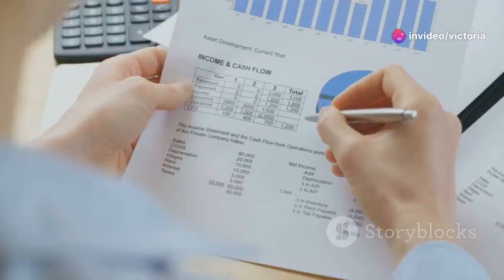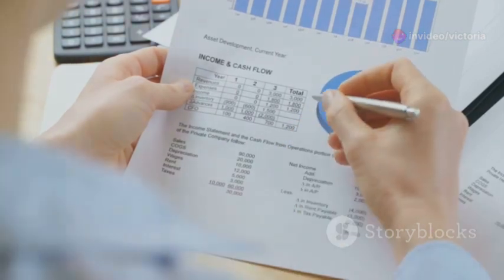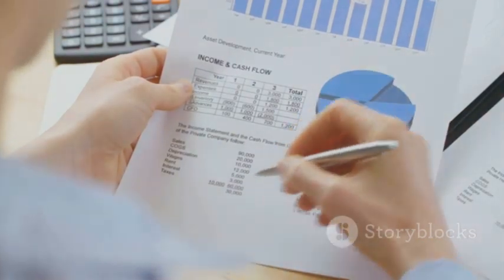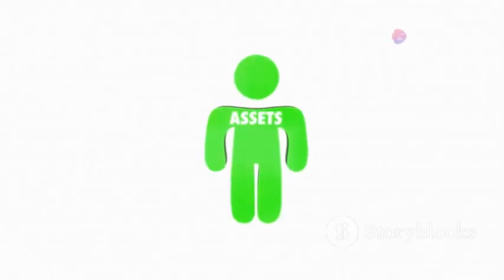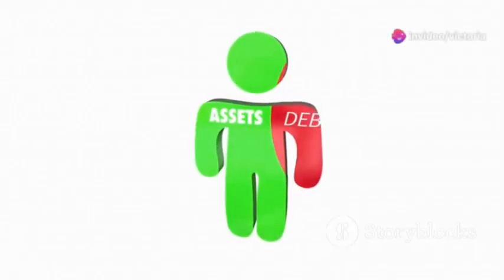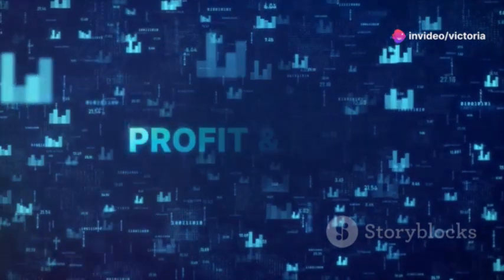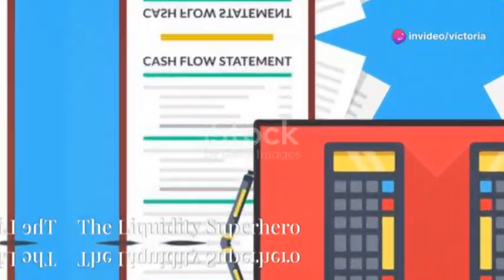The difference? That's the profit or loss. The income statement shows you how profitable a company is. And guess what? This directly impacts the balance sheet. More profit? That usually means more assets or less debt. Losses? Well, that can go the other way.